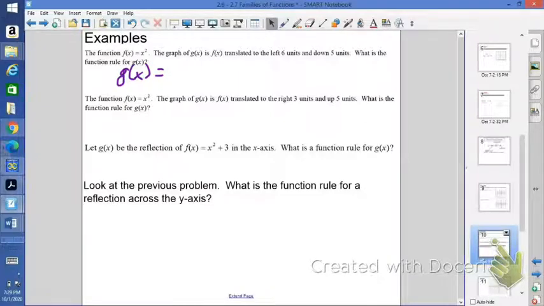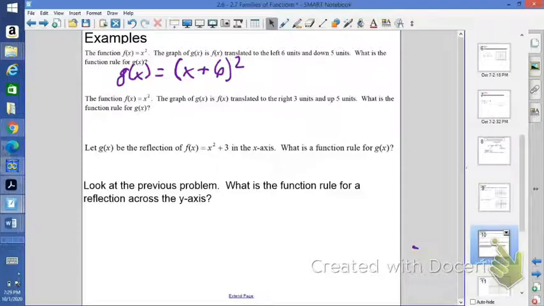So this is going to be x plus 6, and then squared. Remember our horizontal shift left or right: we're adding or subtracting 6 inside the parentheses with x. Notice the x plus 6 is inside parentheses. Notice where the square is: it's outside of the parentheses. Don't put it inside the parentheses with the x; that's incorrect. It's outside.